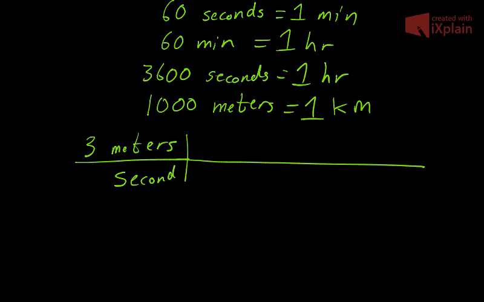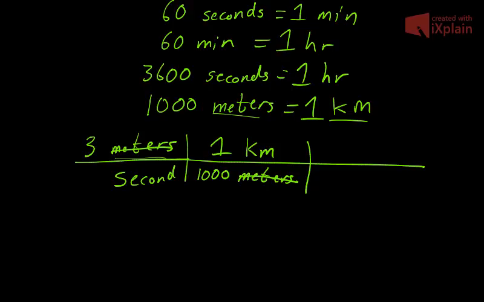So the first thing I want to do is I want to get rid of meters. Meters right now is on top, so to cancel it, I need to write it on bottom. And I can relate meters with kilometers. So I'm going to write kilometers here. And I know that 1,000 meters is 1 kilometer. And meters are going to cancel out. So now I have kilometers where I want it, which is great.